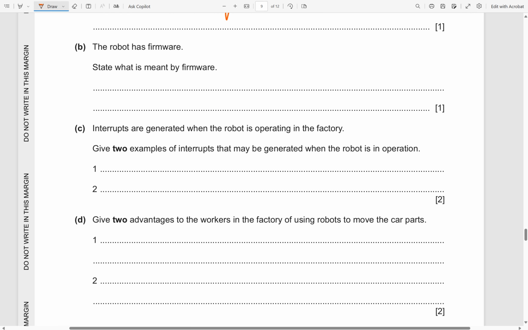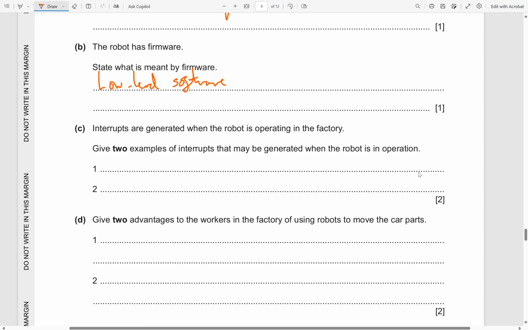So the robot has firmware. State what is meant by firmware. So I think we can say it's going to be low-level software. So low-level meaning it's close to machine code. So probably it's going to be C, C++, maybe Rust. It's not going to be something high-level like Python. Now it could also be assembly. It could also be something called microcode. So let's say low-level software.